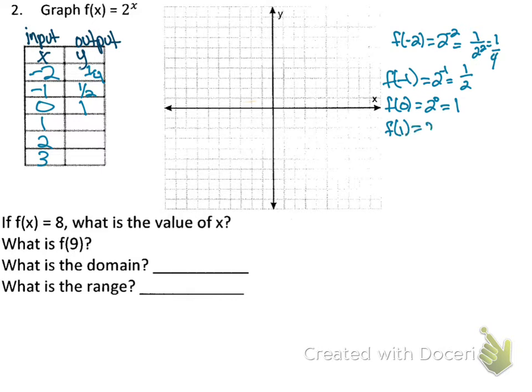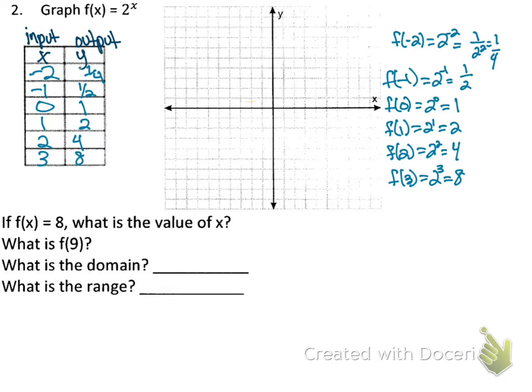F of 1 equals 2 to the first power, which is just 2. F of 2 means I've got 2 to the second power, which is just 2 squared. That's 4. So we put a 4 in for our y. And then f of 3 is going to be 2 to the third power. 2 times 2 is 4, times 2 more is 8. So we get an 8 there for that. All right, now we've got our table, so we need to go ahead and graph those points.